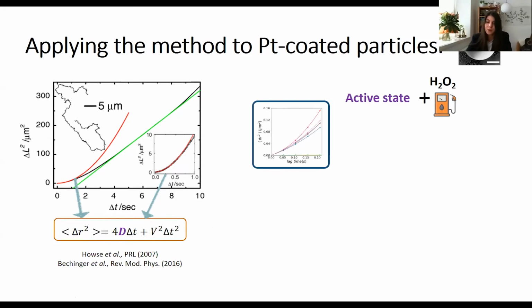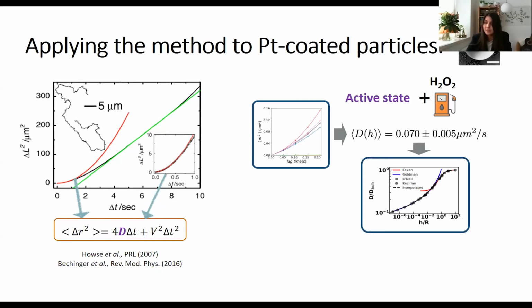So going back to our method, what we do is we measure the mean square displacement of an active particle. We extract the diffusion coefficient from the measurement, as I described now, and then we use the prediction from the previous slide, and this gives us the height of the active particle from the wall in the active state. That was already quite cool because it was the first time that we could measure and have a direct indication of the distance between an active particle and the wall.